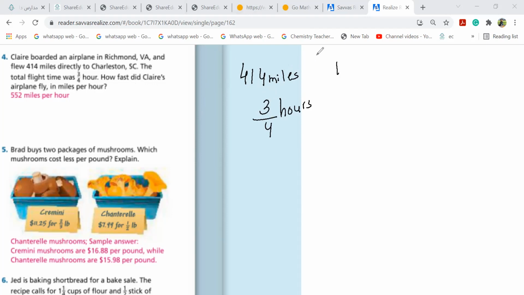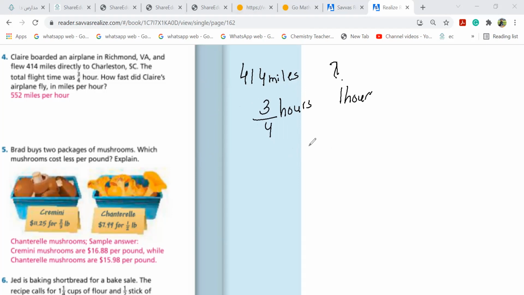This is a simple one. See, now where will I write 1 hour? I cannot write with miles, I need to write it out here. Now, Ghalia, help me with this question. 414 miles is 3/4 hours. So 1 hour, how much?